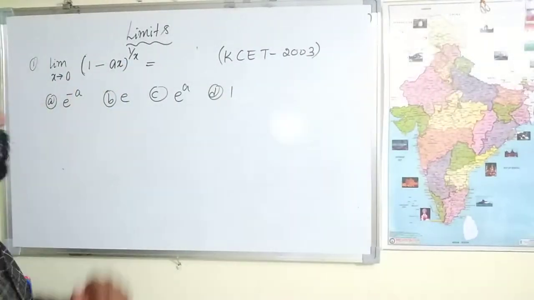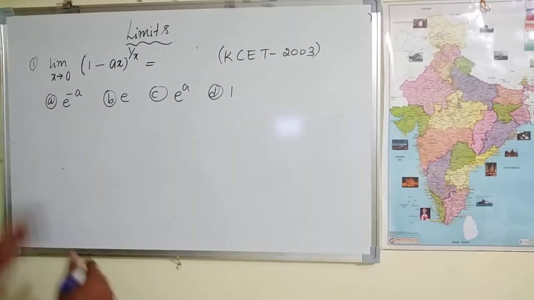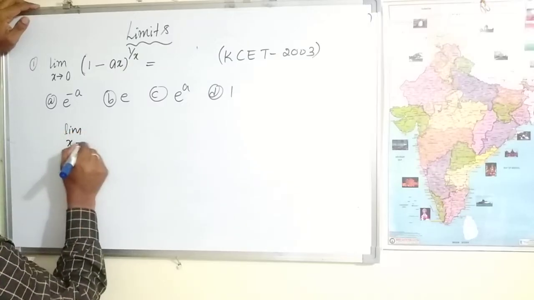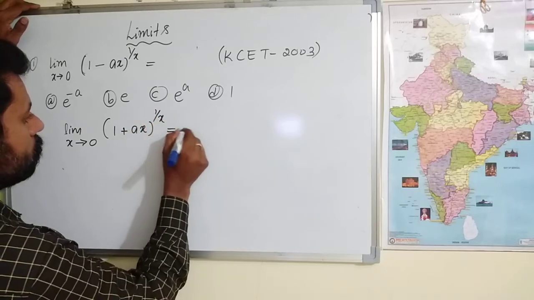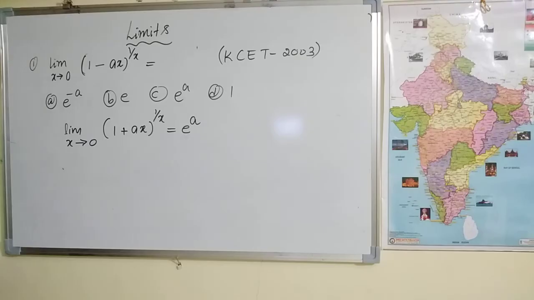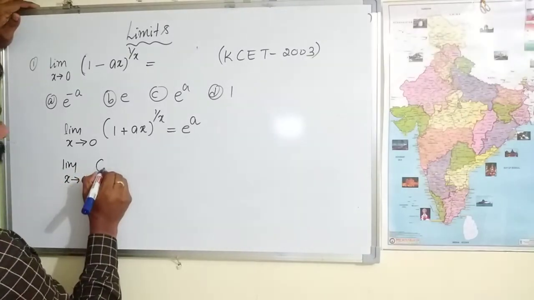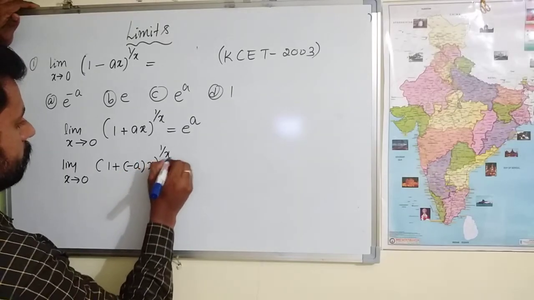Now start first example. Limit x approaches 0, (1 minus ax) to the power 1 by x. To solve this problem, we use a standard result. Limit x tends to 0, (1 plus ax) to the power 1 by x is equal to e to the power a. Now this given result can be written as limit x tends to 0, (1 plus (minus a) into x) to the power 1 by x.